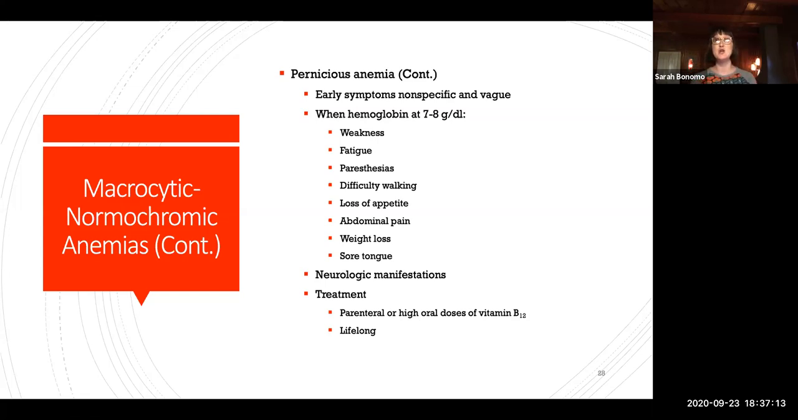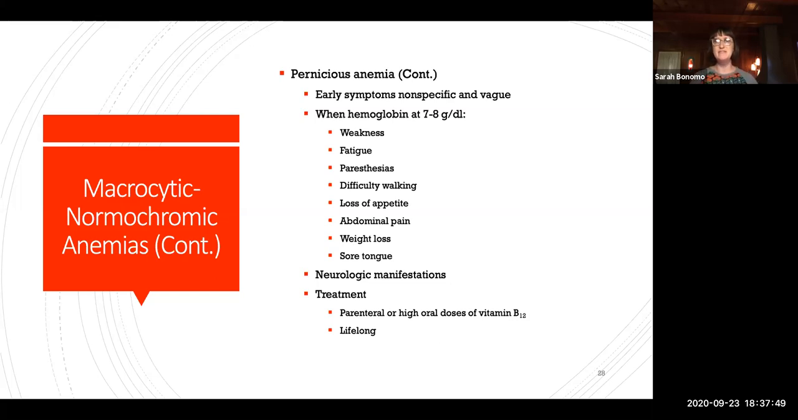They're feeling exhausted because remember, without erythrocytes, you can't transport oxygen because there aren't enough hemoglobin molecules to grab the O2, take it to the tissues, grab the carbon dioxide, and get it out of the body. So weakness, fatigue, paresthesias are like a tingly, sharp shooting sensation, usually in the hands and feet, but it can be other places too. Difficulty walking can happen. Patients have a loss of appetite. They're so weak and fatigued, they do not feel like eating. They can have abdominal pain, weight loss, and a sore tongue.